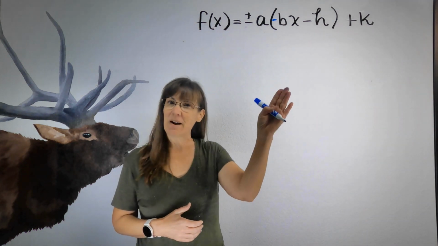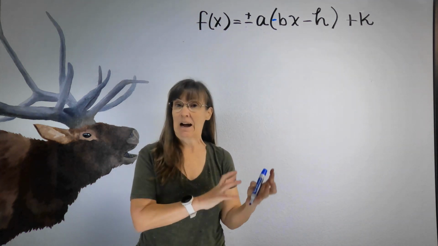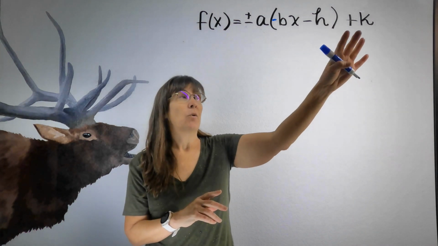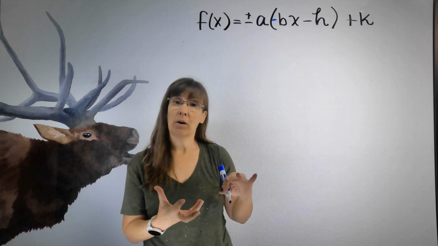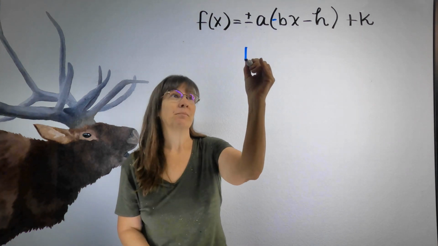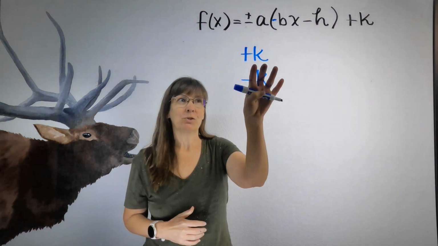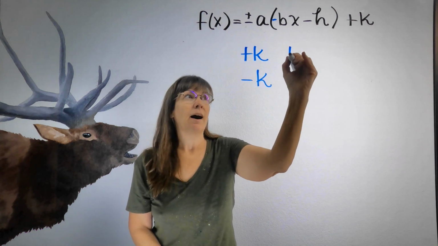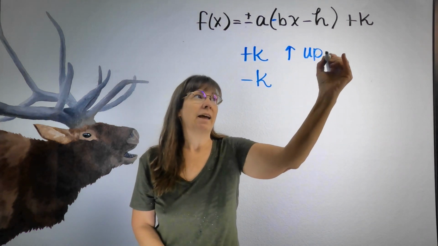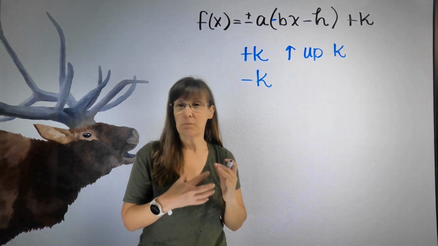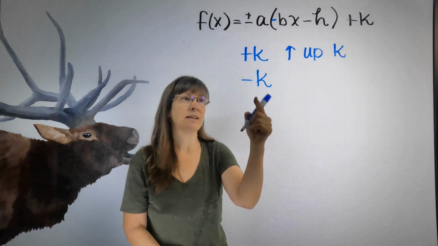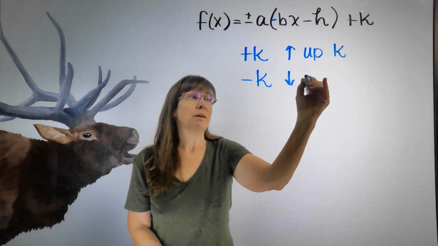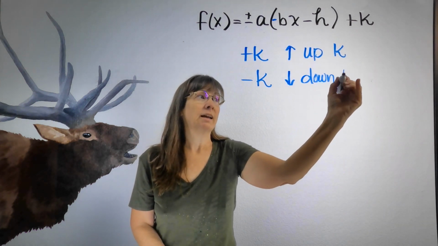Okay, last up we have that K down on the end. Notice it's outside of the grouping symbol. Very important to make that notice. And now we have either a plus K or a minus K. So if you see a plus K, that's going to be up K. Whatever that number is, we're going to go up K units. If we have a minus K right here, that's going to be down K units.